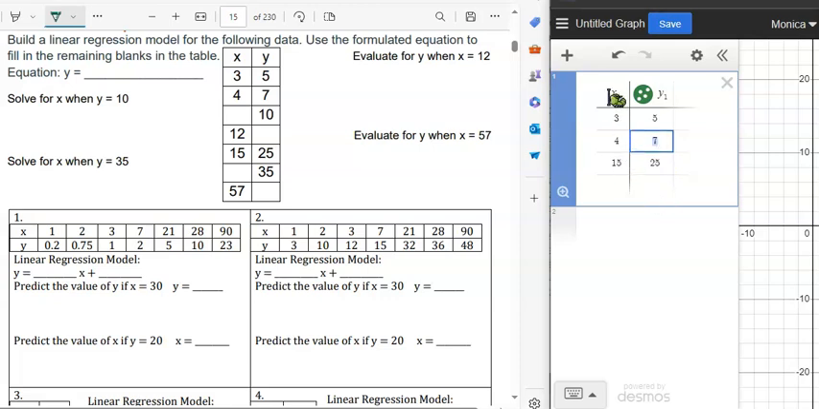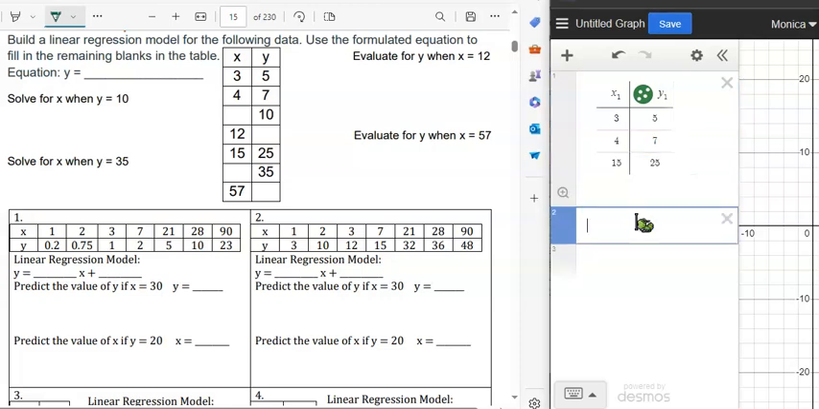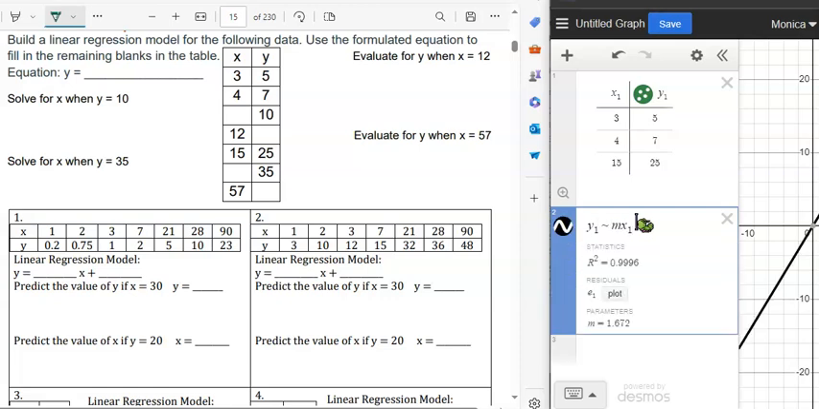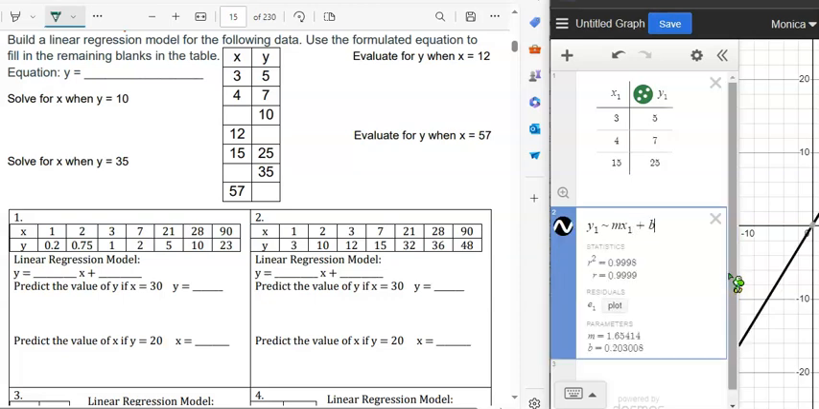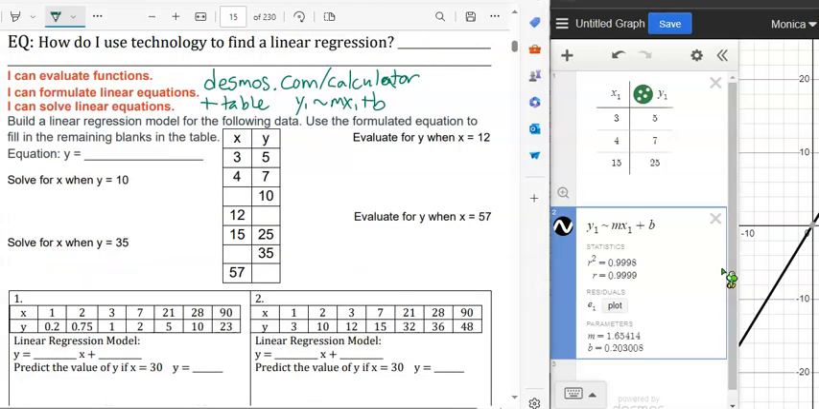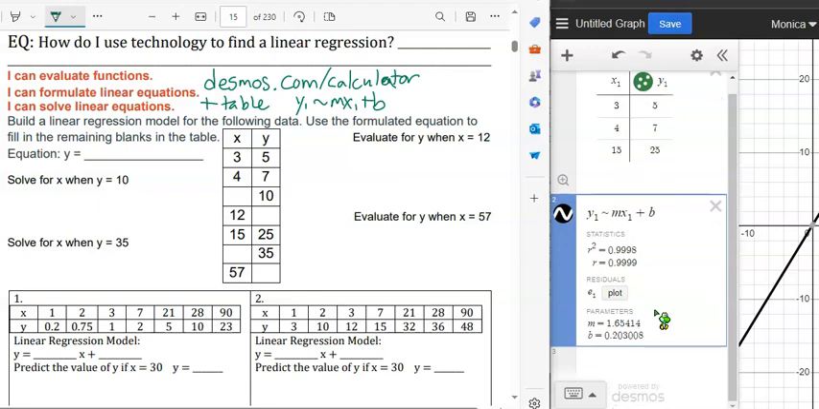Alright, now that we have our 3 points, we'll find the linear regression equation. It's y1 tilde mx1 plus b. Alright, so using that we can write our equation. y equals 1.65x plus 0.20. So that'd be b.